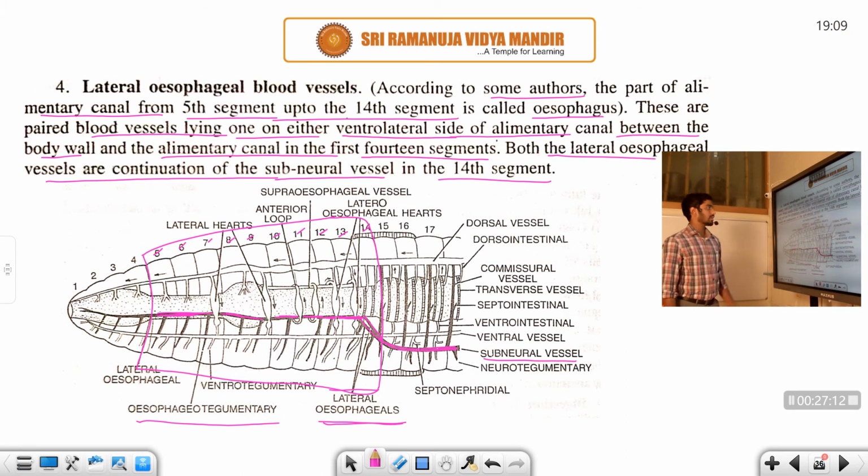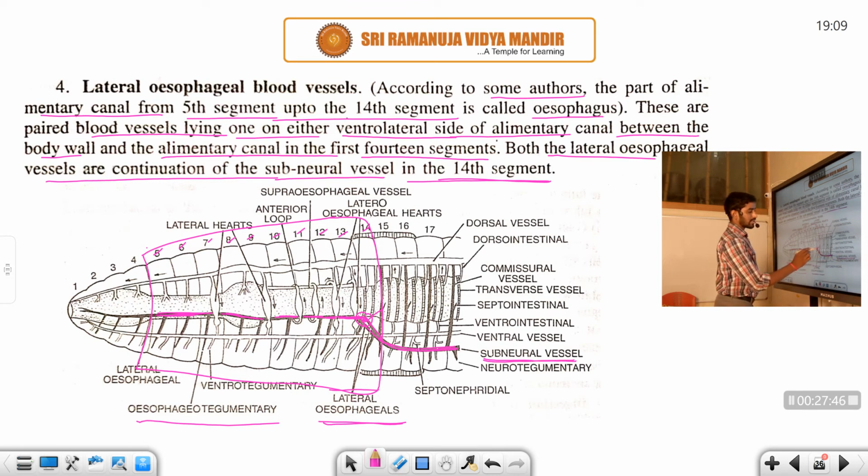I hope you understand. So where is it connected? In the 14th segment only. So this is the 14th segment where it is connected here. Right, student? I will explain once again. What are the lateroesophageal blood vessels? They are located here, 5th to 14th segment. Why is this name given? Because the blood vessel is situated nearer to the esophagus. Up to the 14th segment, it is connected to another blood vessel called the subneural blood vessel.